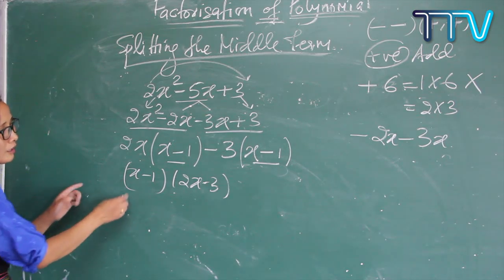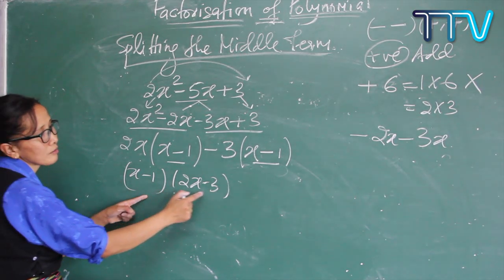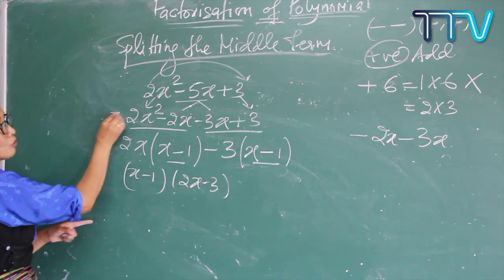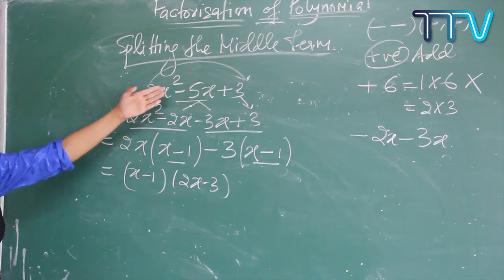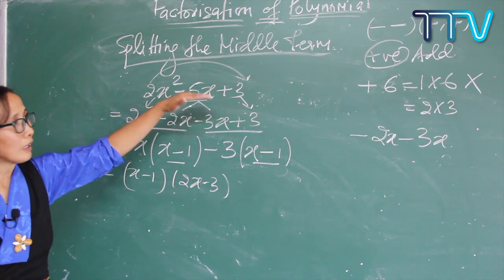So what are the factors? These two, x minus 1 and 2x minus 3, are the factors of this. So you can write it in this way. Okay, so what are the factors of this? These two are the factors of this.